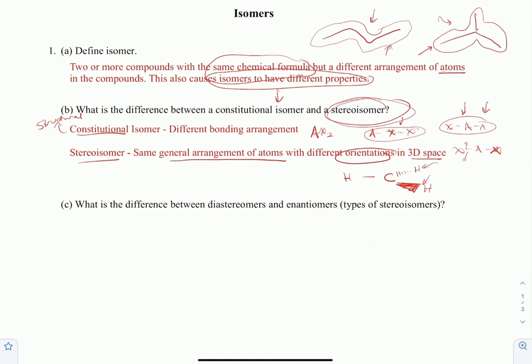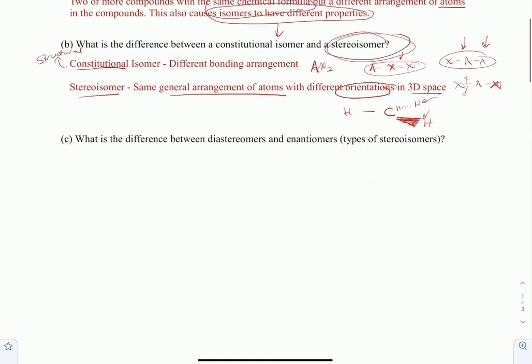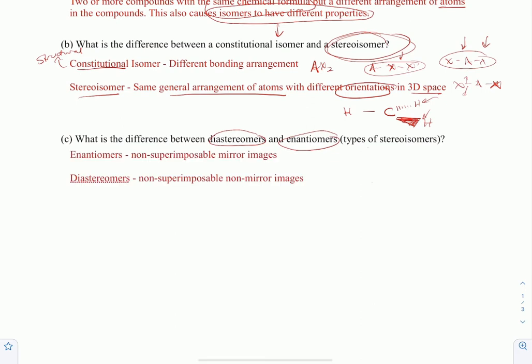Now there are 3 types of stereoisomers that you're going to want to know. One is called a diastereomer, one is called an enantiomer, and another one's called a geometric isomer, also known as cis and trans isomers, which we'll get to here in a second. But quick definition on both of these. Enantiomers are non-superimposable mirror images, whereas diastereomers are non-superimposable non-mirror images, and I'll show you the difference here in a second.